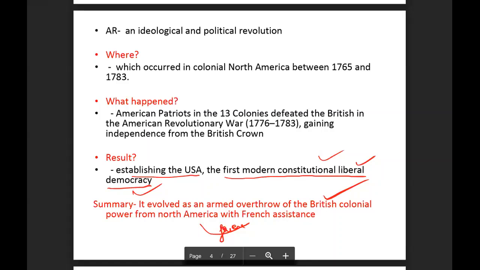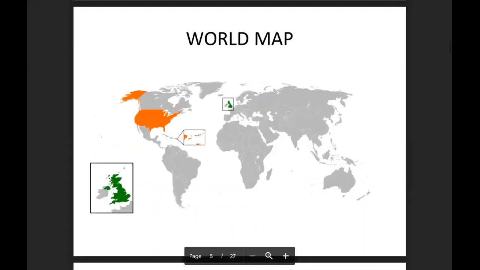Okay. Now we'll get into the world map. Actually, this is not important. I have kept it because you should be familiar with what we are talking about. From today, for another 18 classes, I'll be talking about America, France, Russia, England, and all these things. So you should be familiar. I'm sure that you are familiar, but I'm just taking a few minutes out for this.